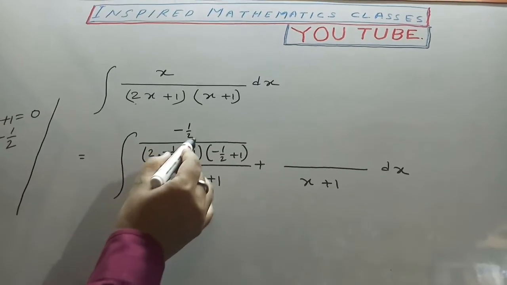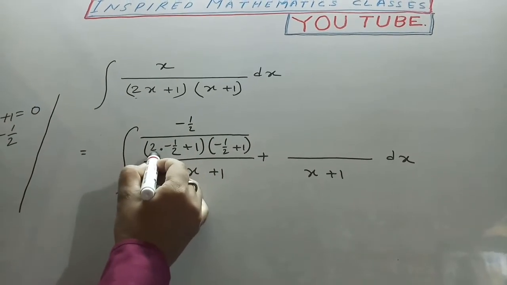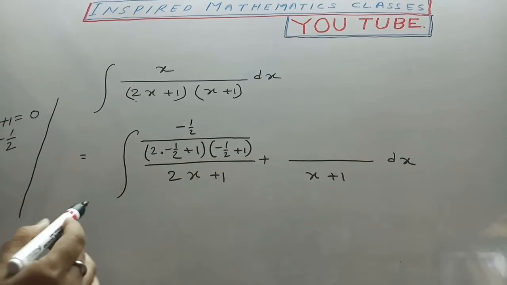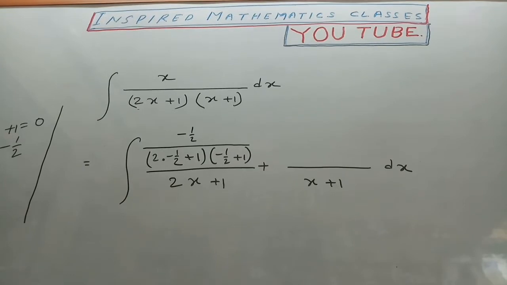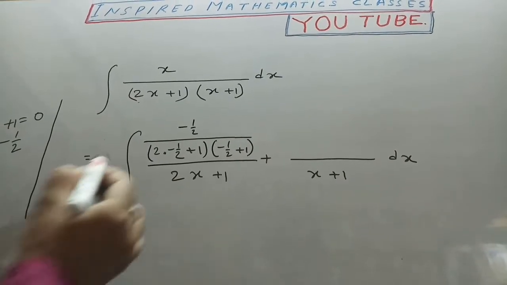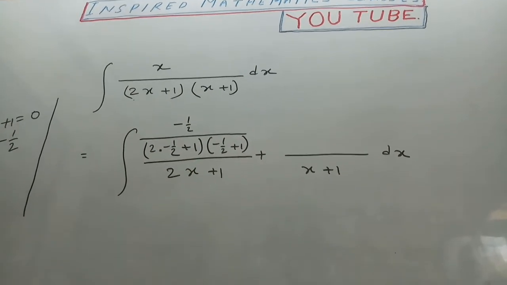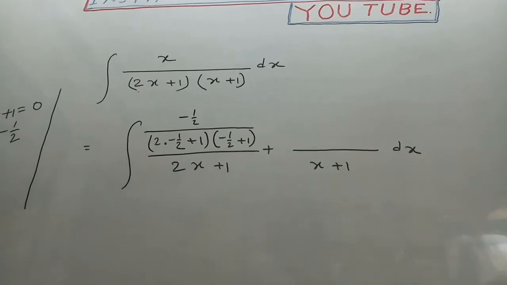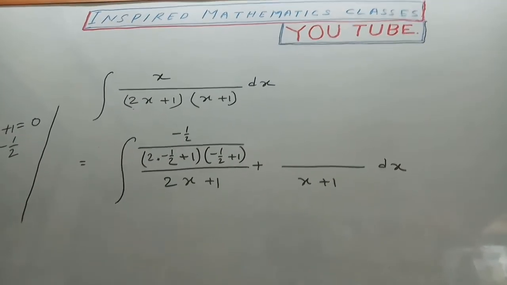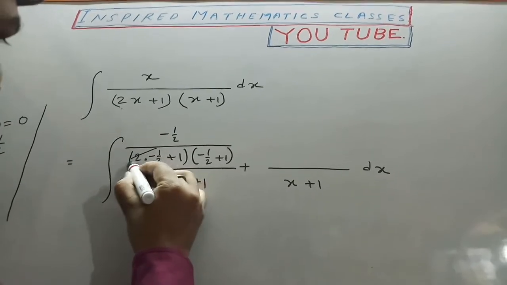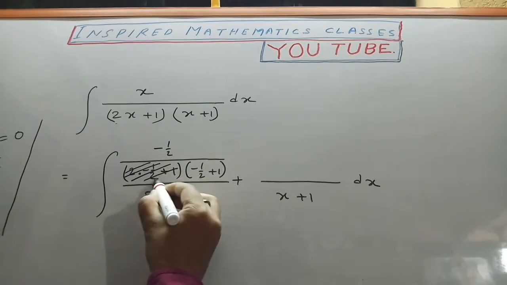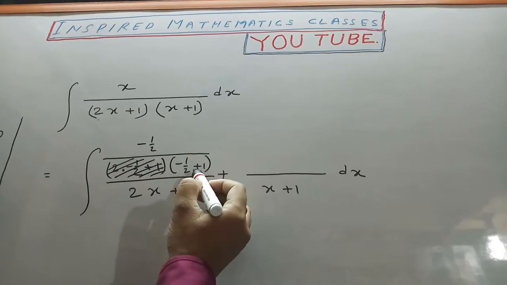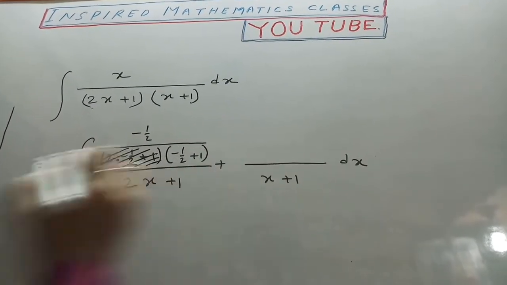Carefully observe, this is 0, minus 1 plus 1 is 0. I wanted to say one thing: since this is 0, anything divided by 0 is meaningless, that is not defined, so this will be cancelled. Only the denominator remains, having minus half upon minus half plus 1.